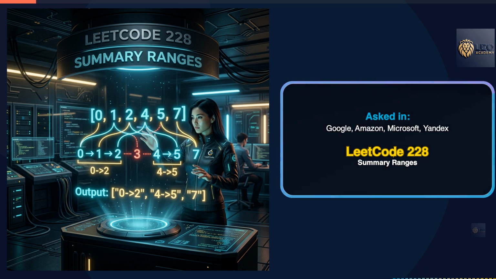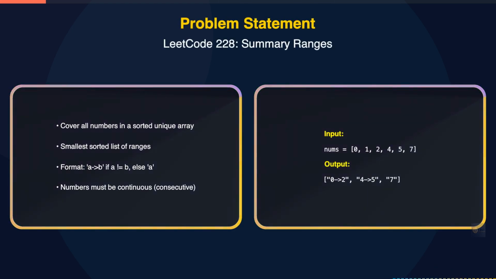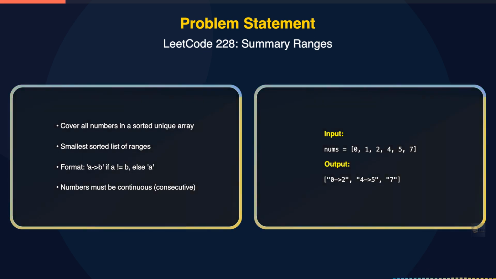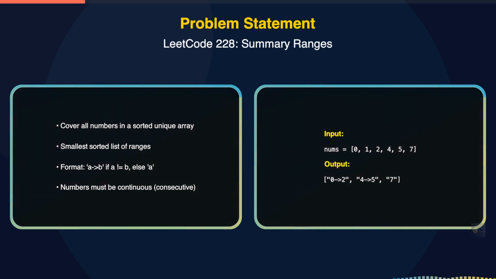Let's get into it. We are given a sorted array of unique integers. Our job is to return the smallest sorted list of ranges that cover all these numbers exactly. For example, if we have 0, 1, and 2, that's a single range from 0 to 2. If the next number is 4, the previous range is closed, and a new range starts at 4. It's all about finding continuous sequences.